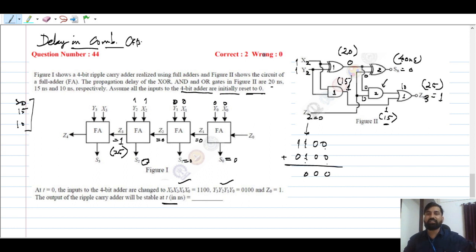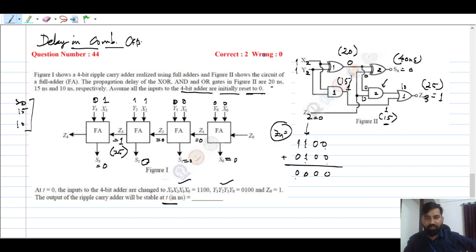Now Z3 is available after 25 nanoseconds. So let us apply the input here: you can say 1, and this is nothing but 0, and this is nothing but 1. Now what will be S3? S3 will be 0 only, since 1 XOR 1 means 0. Now Z4 will be available at what nanosecond, right?